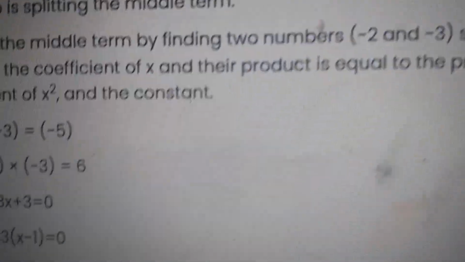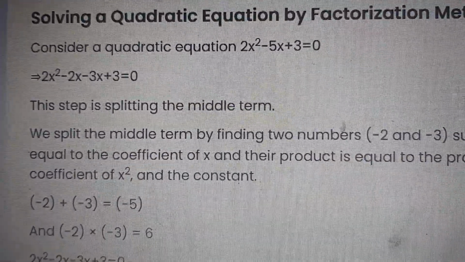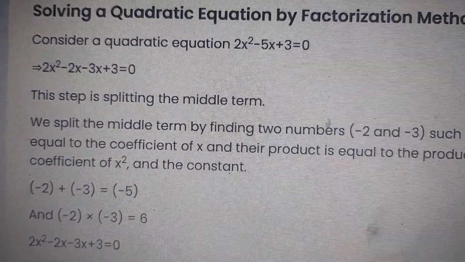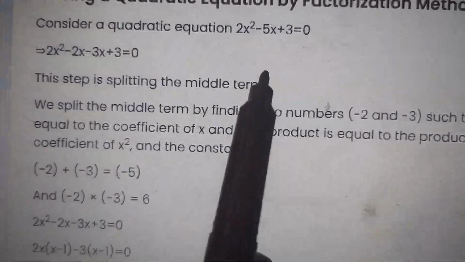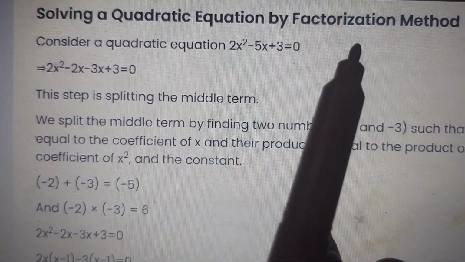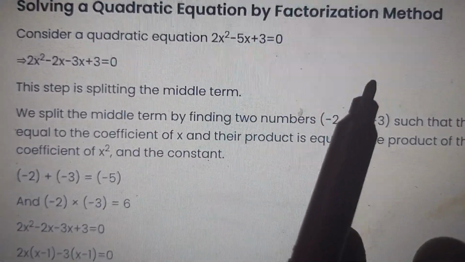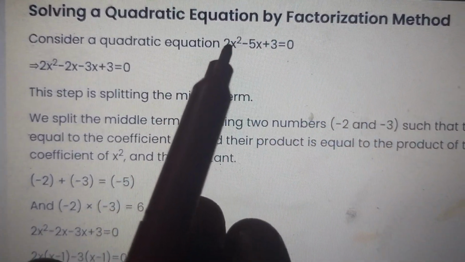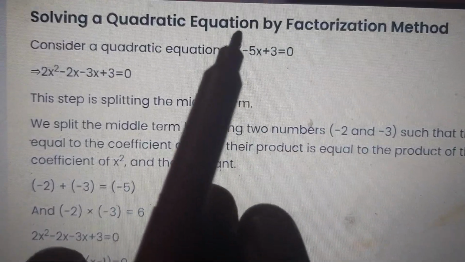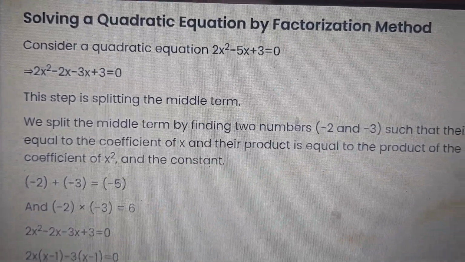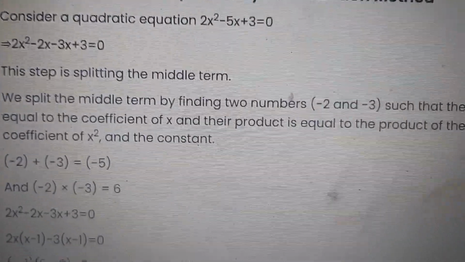Okay, see here, solving a quadratic equation by the factorization method. See children, consider 2x square minus 5x plus 3, which is given to you. You can use the factorization method, which is very easy. First of all, we have to multiply a and c. What do you get? 6. And the middle term b is minus 5.